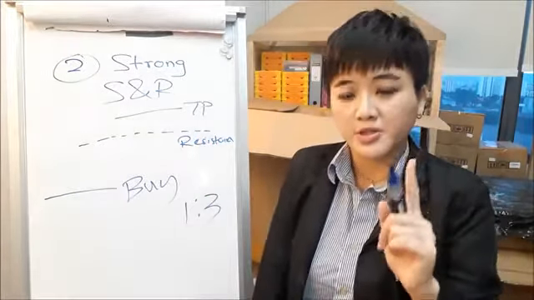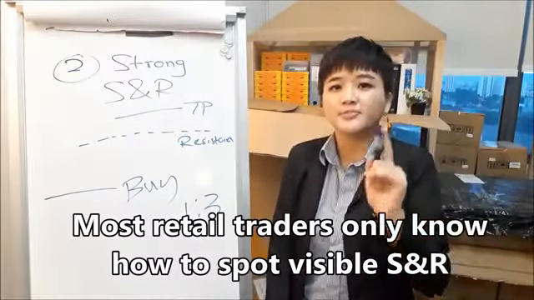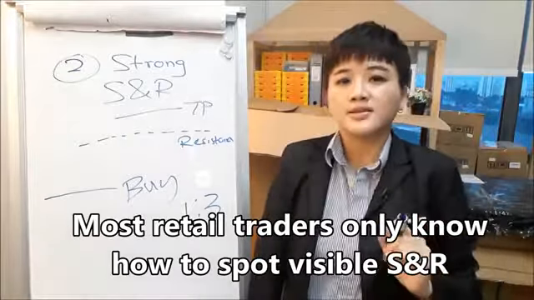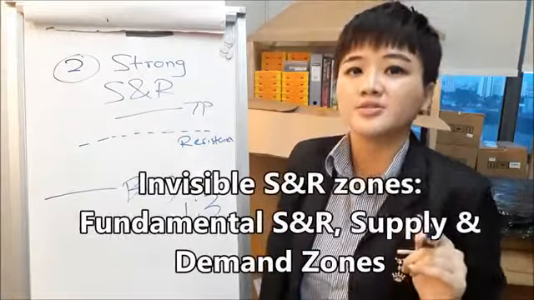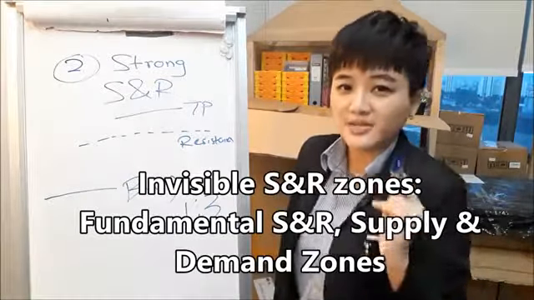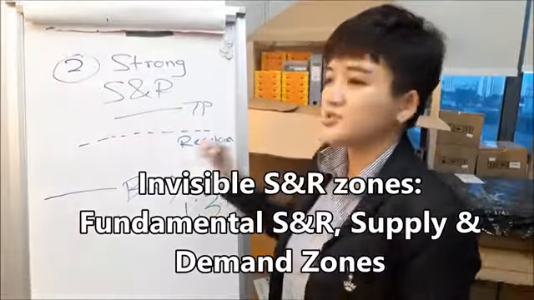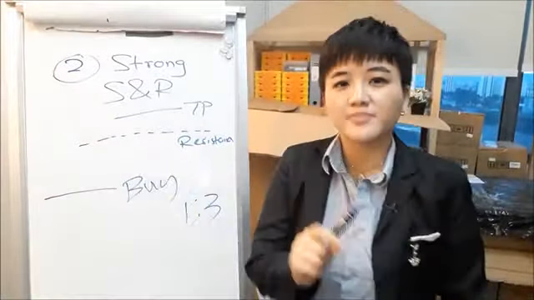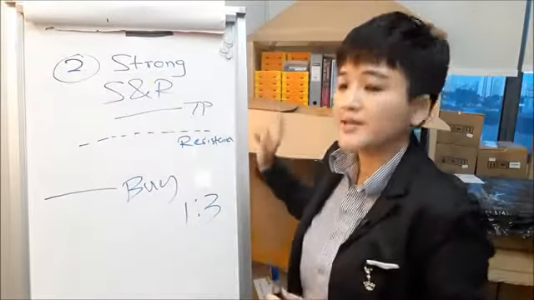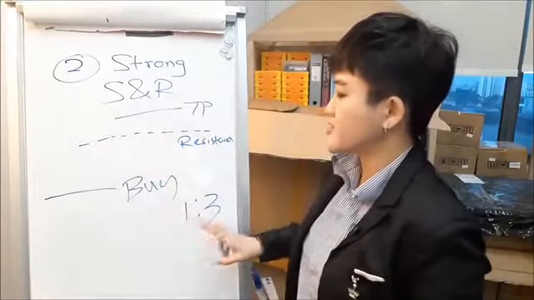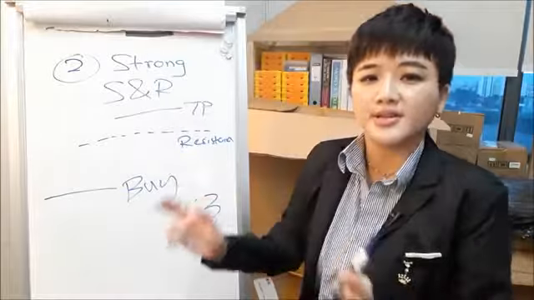No. And one very important thing, a lot of retail traders only know how to spot visible support resistance. There are a lot of invisible support resistance. Example, fundamental support resistance. Example, supply and demand zone. These are what a lot of retail traders don't see. And the thing is, this also prevents you from entering into a trade, because if your TP target is over here, based on your trading system, but then there's a resistance over here, your risk to reward is compromised. Are you still going to go in? No, right? So you give this trade a miss.